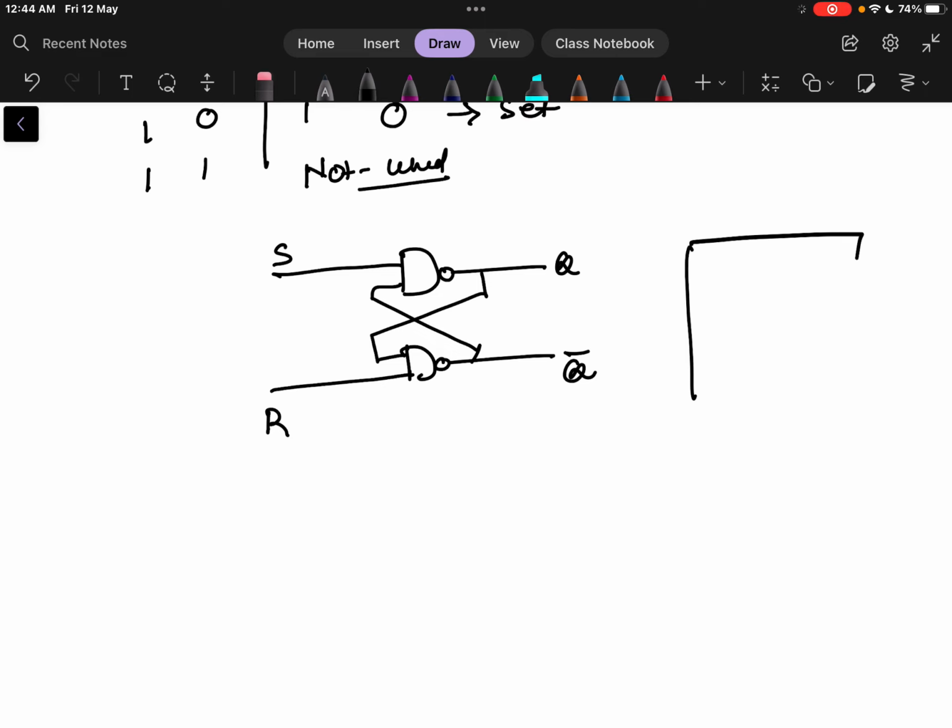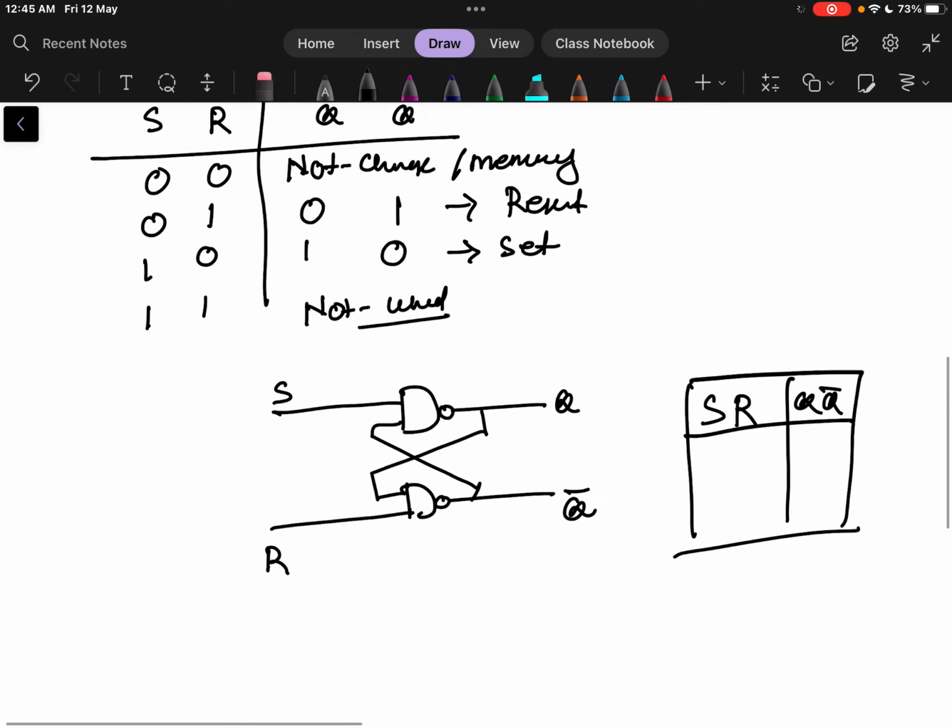In the truth table again it is the same, you have to write S, R, Q and Q bar. You will find that it will be opposite in operation to what we have done with the NOR gate. So you should try this.